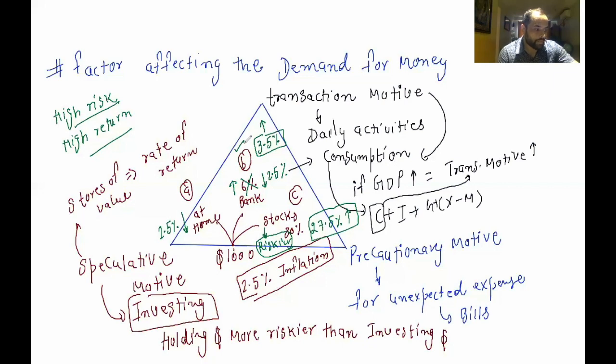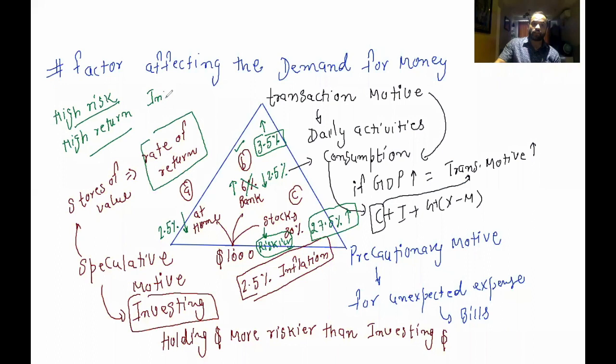So always remember, if there is a high interest rate in a market, which means there is a high inflation in a market, people demand less money for speculative motive. Speculative motive has a direct relation with the rate of return, it is directly affected by the rate of return.